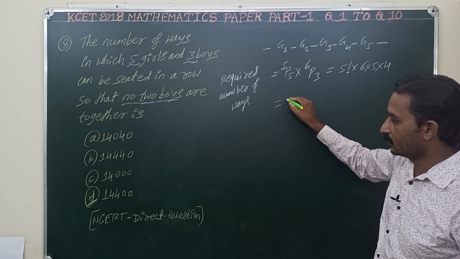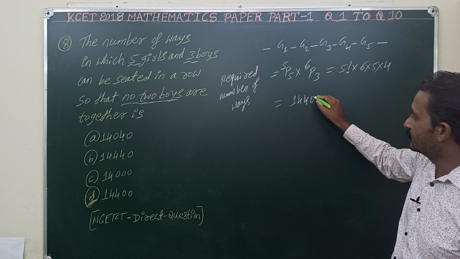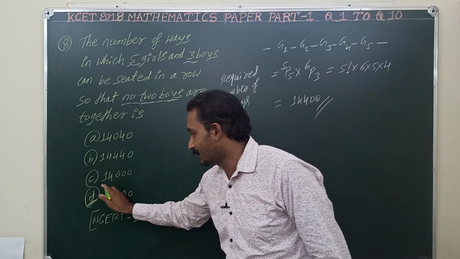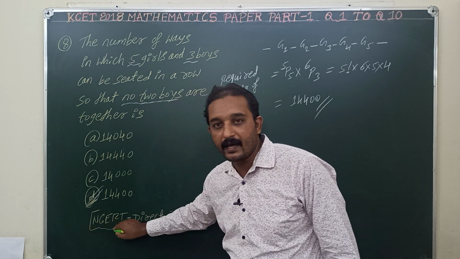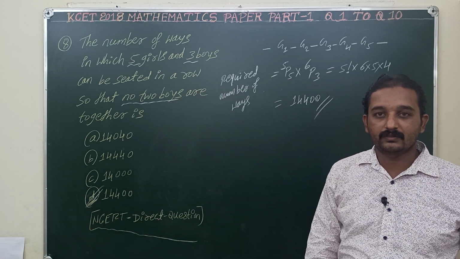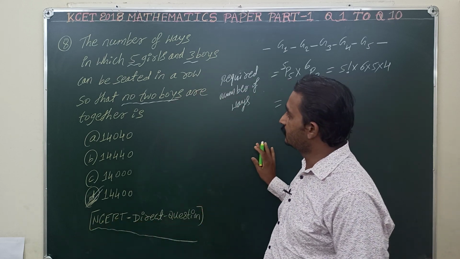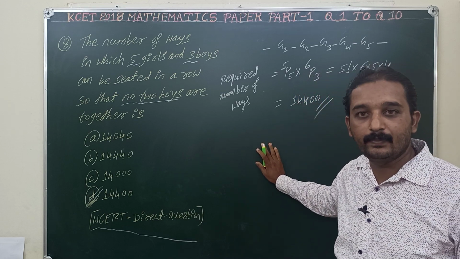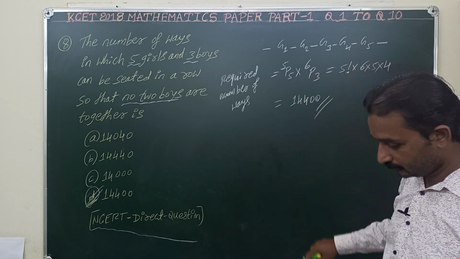So it is equal to 14400. So option D is correct in this case. This is an NCERT direct question. All the students solve this question easily because they have already solved this type of question in the NCERT textbook. Take down.